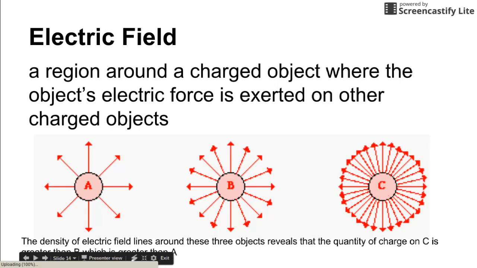Now, we mentioned the electric fields earlier. Basically, this is just the region around the charged object where if you were to put another object in there, there would be a force exerted on it. We represent this with a circle for the object and then the force lines coming out of the object. If you look at how many force lines are coming out, that tells you how much charge is on the object. As you see here, charge C has a lot more lines of force coming out of it, so the charge is much larger on C than it is on B, and then B is even bigger than A.